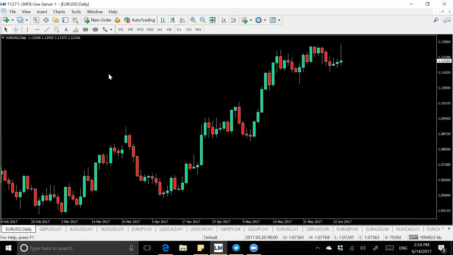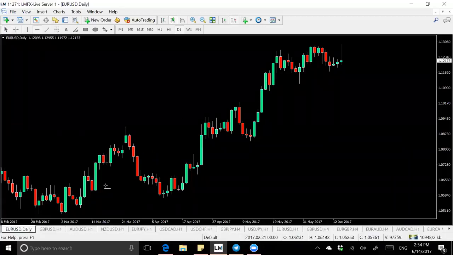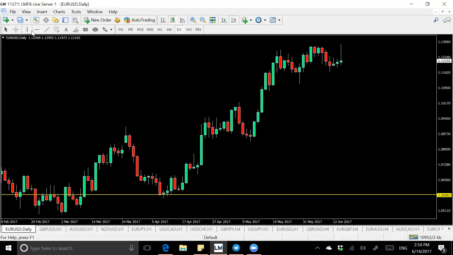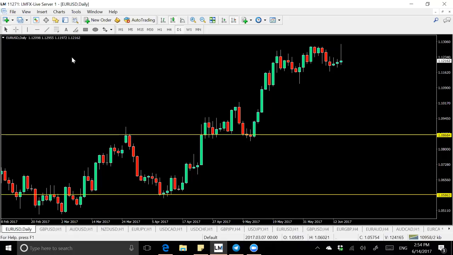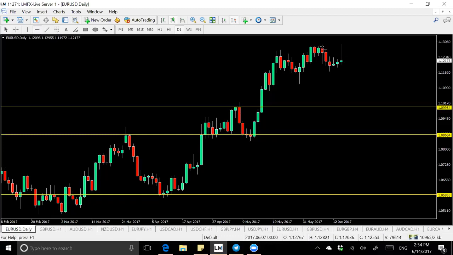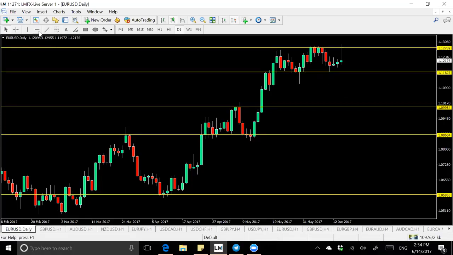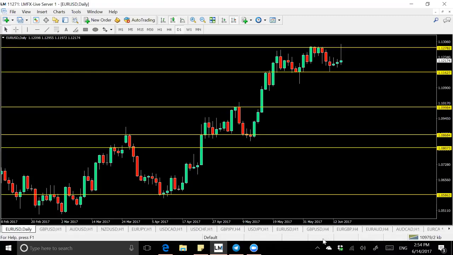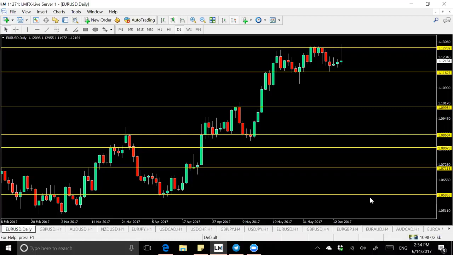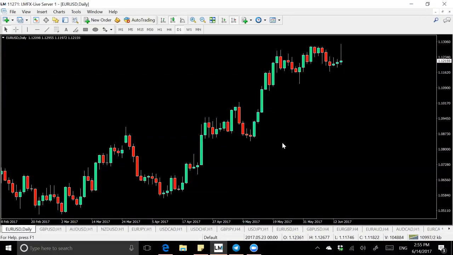So I'm on the Euro USD daily here. Let's start from this. That's support and resistance. That's support and resistance. That is support and resistance. This is support and resistance. Right here, this is support and resistance. Even this tiny one is support and resistance. So you see, if we keep going like this, we have a mess all over our screen. We need to figure out what's relevant for us.